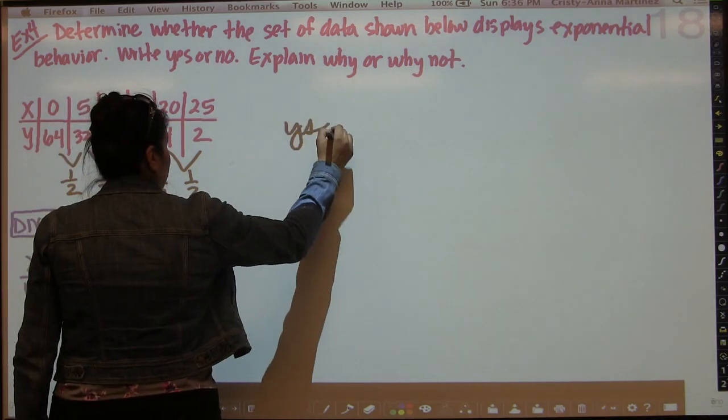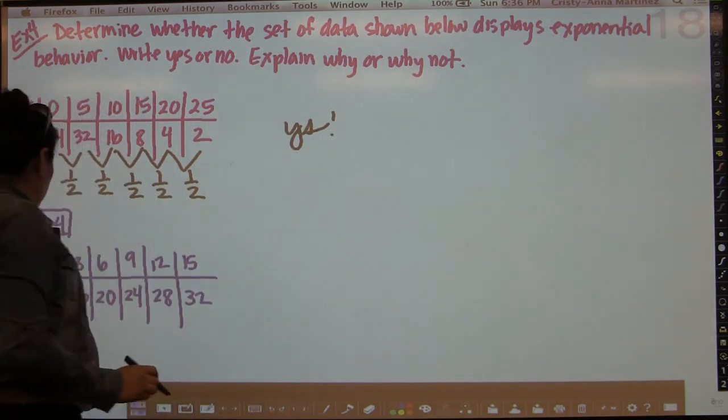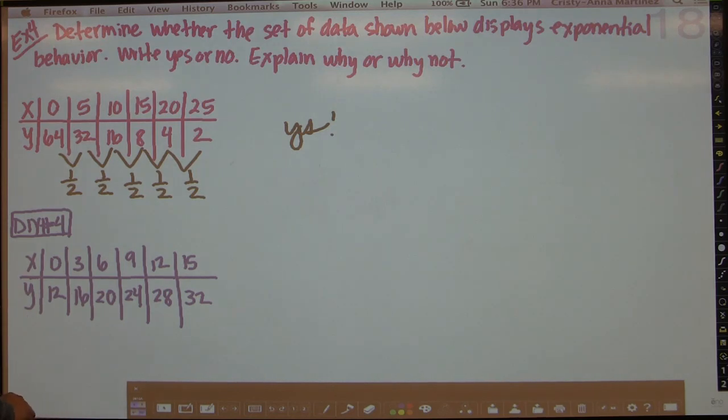So you can do something very similar with do-it-yourself number 4. And once you have done that, you will have completed your notes for this lesson.